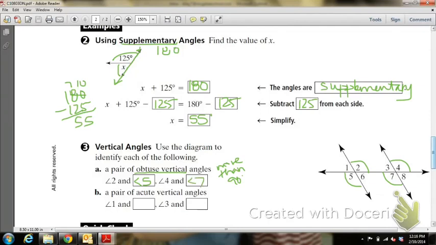What about acute vertical angles? Well, angle 1 is a small angle, and across from him is angle 6. 3 is a small angle, and across from 3 is angle 8. Okay, so now you're going to try the next two quick checks, and then we'll check your work in class.